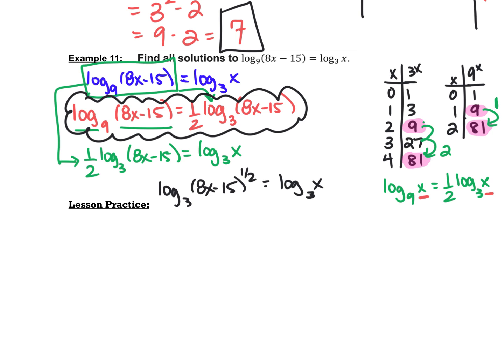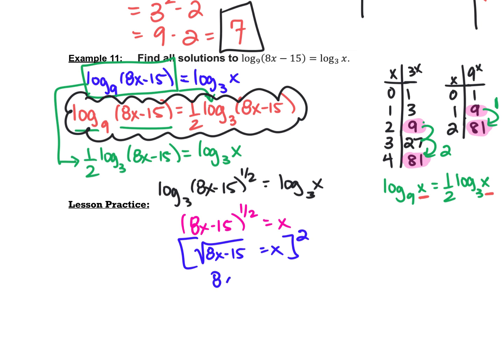Now, just like in the problem with the inequality for exponentials, if the bases are equal, the stuff inside is equal. So we can say 8x minus 15 to the 1/2 is equal to x. And that's the equation we want to solve. Now, how are we going to get rid of that exponent of 1/2? Not a square root. We're going to square it because it's already a square root. This is the same thing as square root of 8x minus 15 equals x, so we're going to square both sides. So I get 8x minus 15 equals x squared.